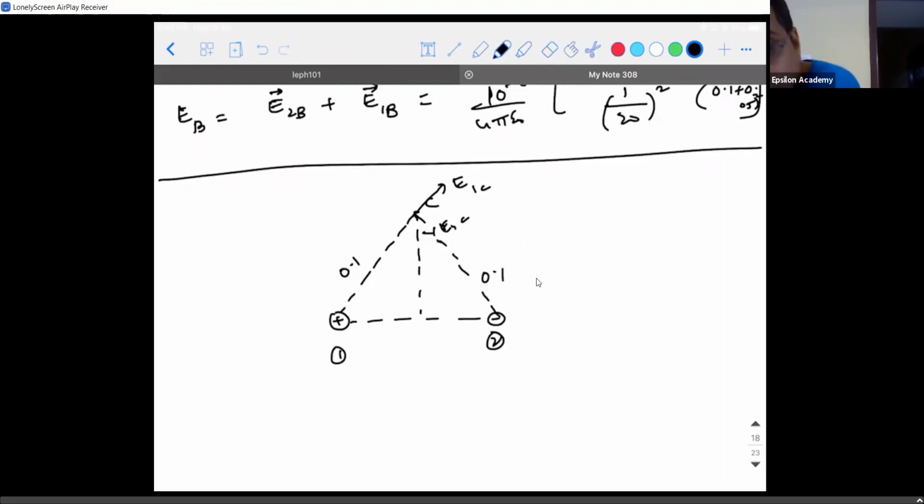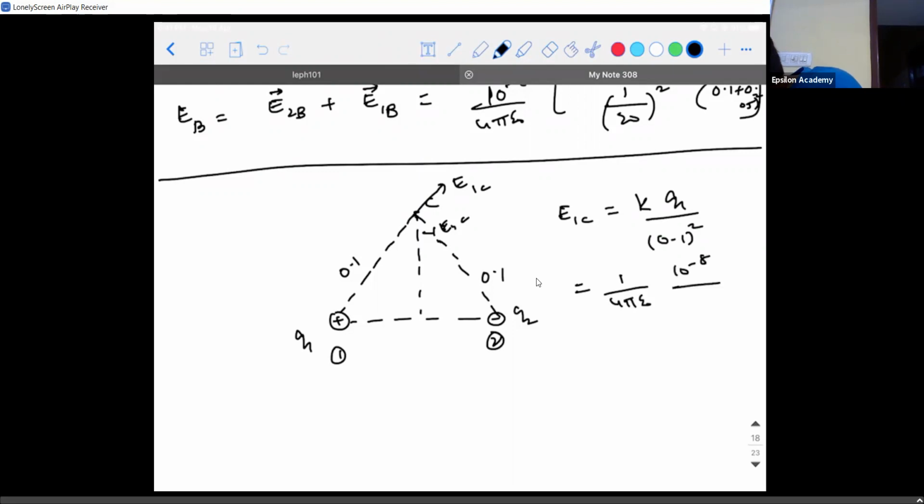Okay. So this is Q1, this is Q2. Electric field due to the first charge at point C is given as KQ1 divided by 0.1 square. That is 1 by 4 pi epsilon naught into Q1, which is 10 power minus 8, divided by 0.1 square. What is the electric field due to the second charge at point C? It is 1 by 4 pi epsilon naught into 10 power minus 8 divided by the same 0.1 the whole square, because this distance is 0.1, this is 0.1.